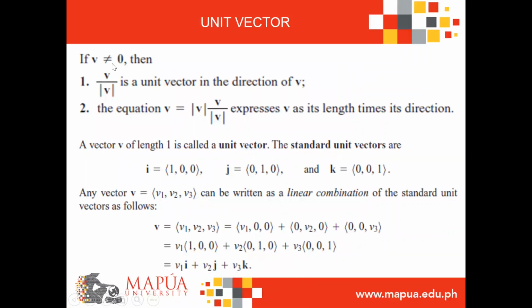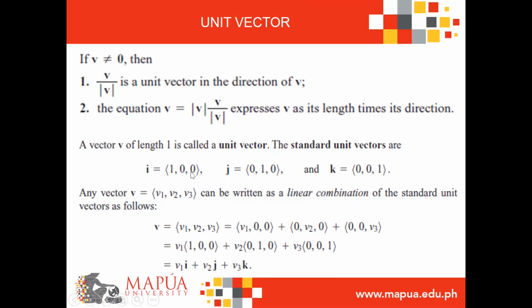If v is not equal to 0, then v over magnitude of v is a unit vector in the direction of v. The equation v equals magnitude of v times v over magnitude of v expresses v as its length times its direction. A vector v of length 1 is called a unit vector.